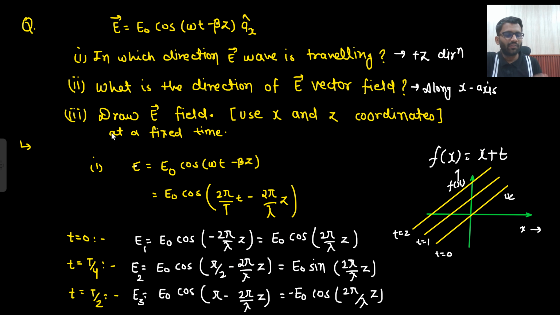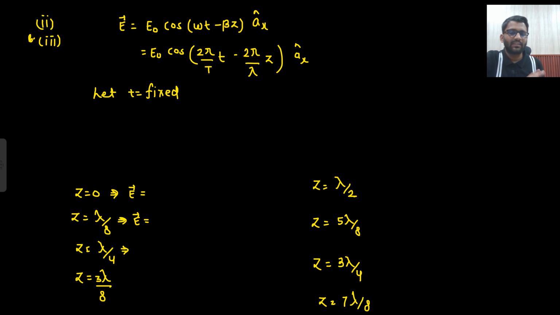Now the second and third questions we will see together. What is the direction of the E vector field? In the third question they are saying that you need to draw the E field at a fixed time. So now I will again fix the time and draw the E field. Let's understand what we are saying. Let's say first I will fix the time at t equals to 0. So now I will click the photo at t equals to 0 and I will see what I get along the z axis. Are you getting this point?